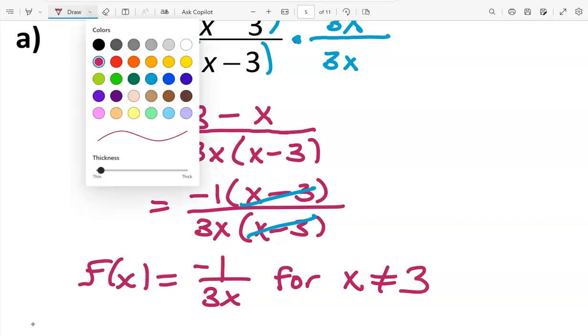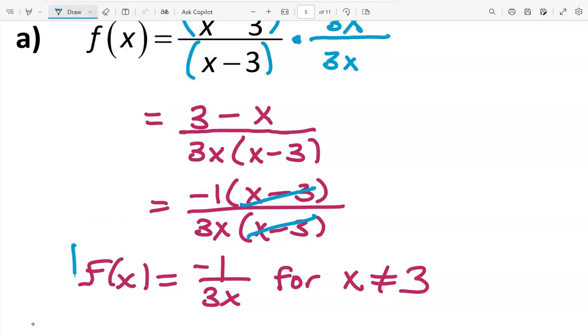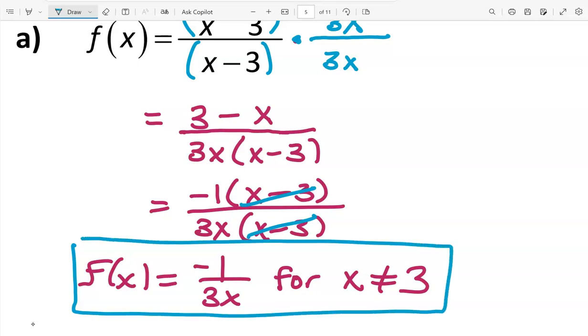It's important to realize here that we also have another implied domain, that x cannot equal 0, when we simplify this to f of x equals negative 1 over 3x. So there's an implied domain and then there's one that has to be explicitly stated. It wouldn't be wrong to state for x not equal to 0 and for x not equal to 3.